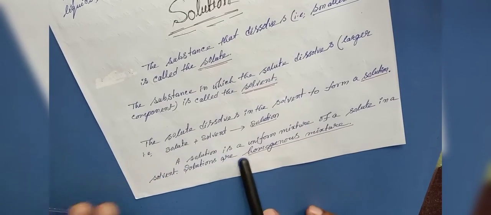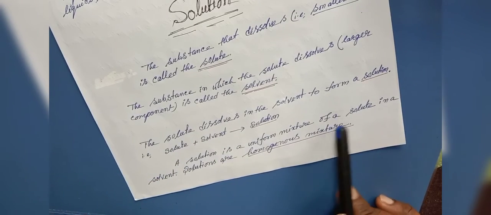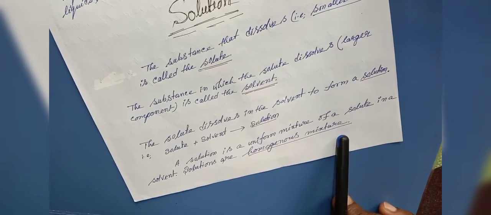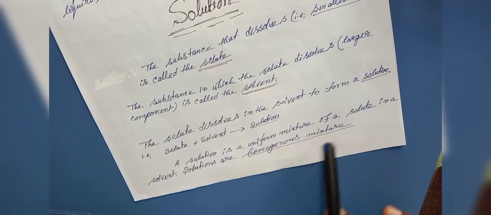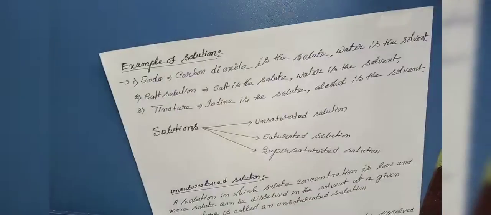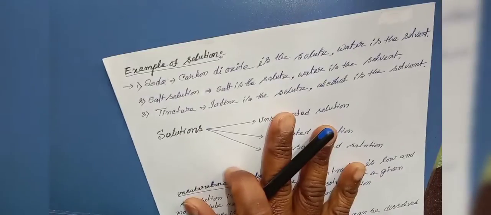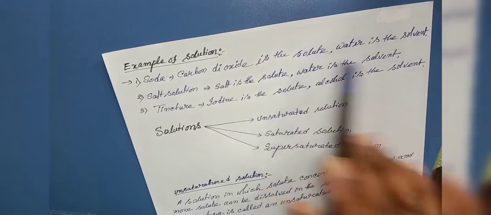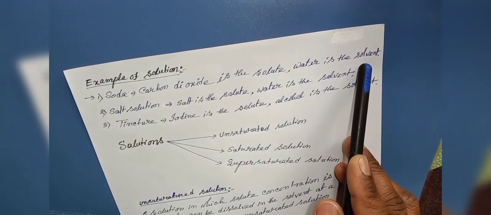A solution is a uniform mixture of a solute and a solvent. Solutions are homogeneous mixtures. Examples of solutions. First example, soda: carbon dioxide is the solute, water is the solvent.